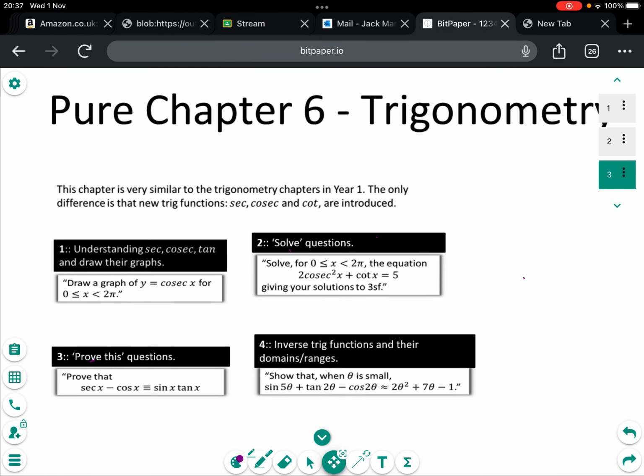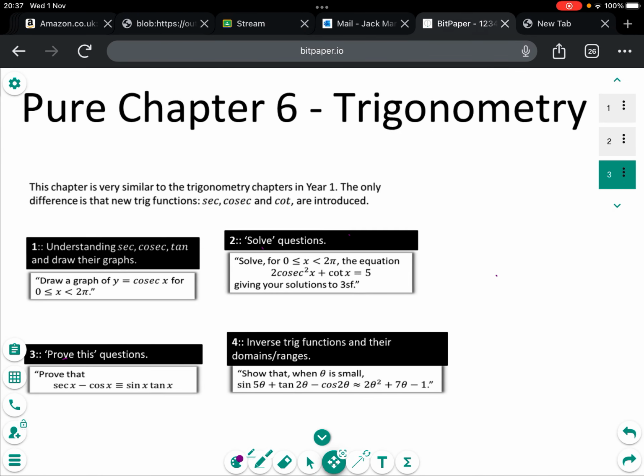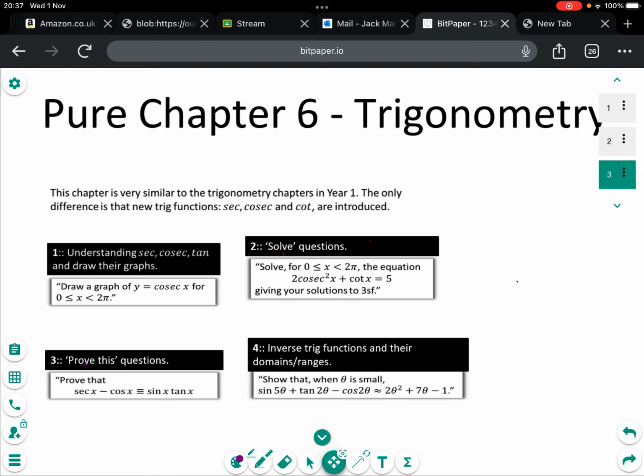Okay, so this is chapter 6, which is a chapter about trigonometry. In particular, it's about what are called reciprocal trig functions. So the chapter looks like this. First of all, we're going to see what these reciprocal trig functions are.